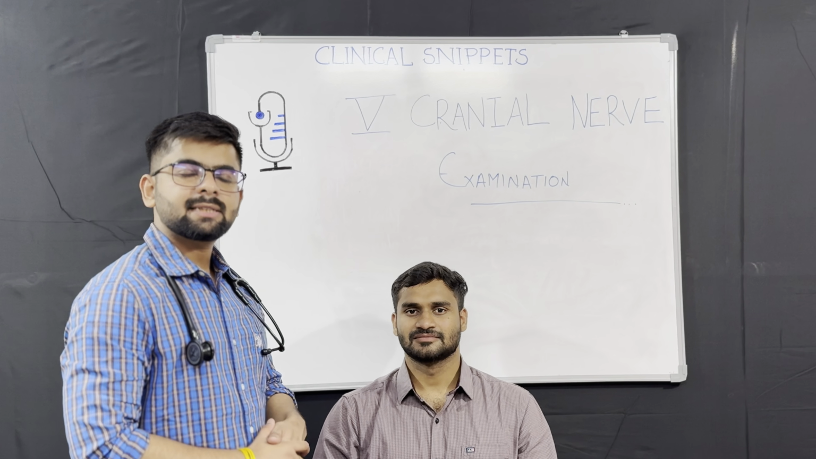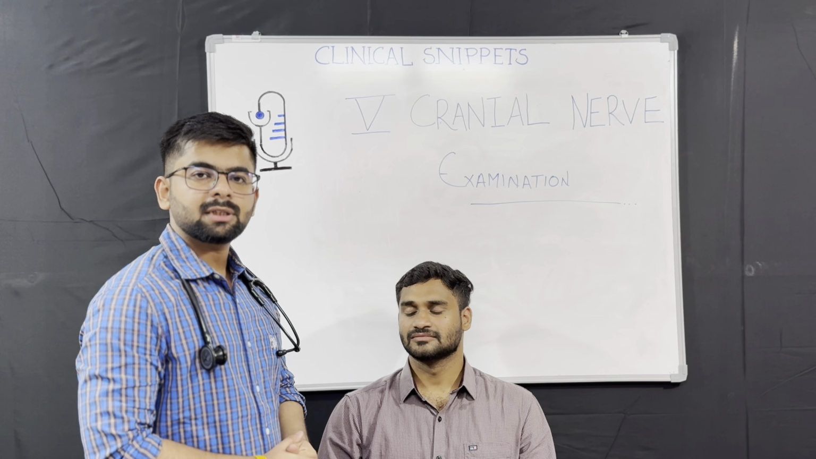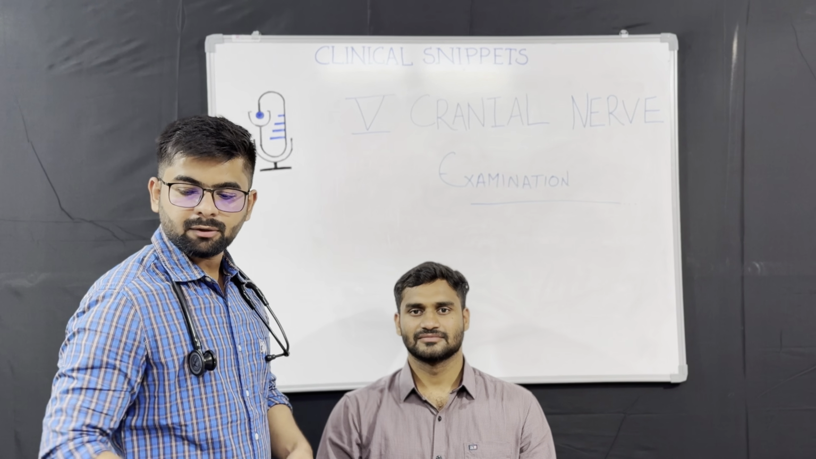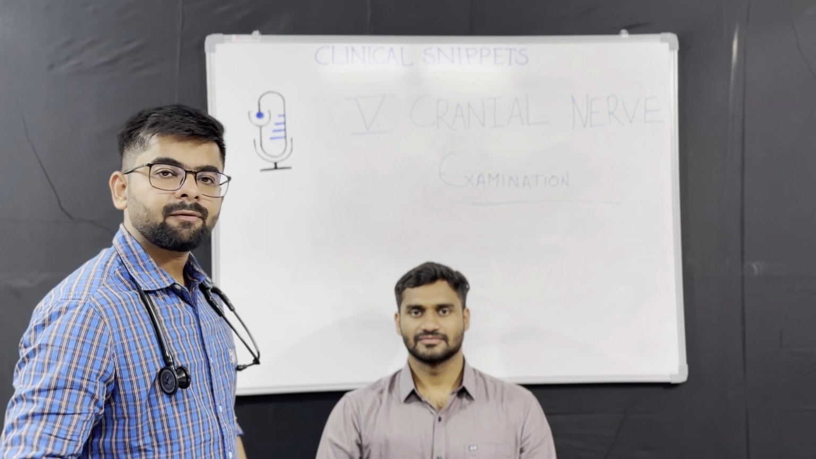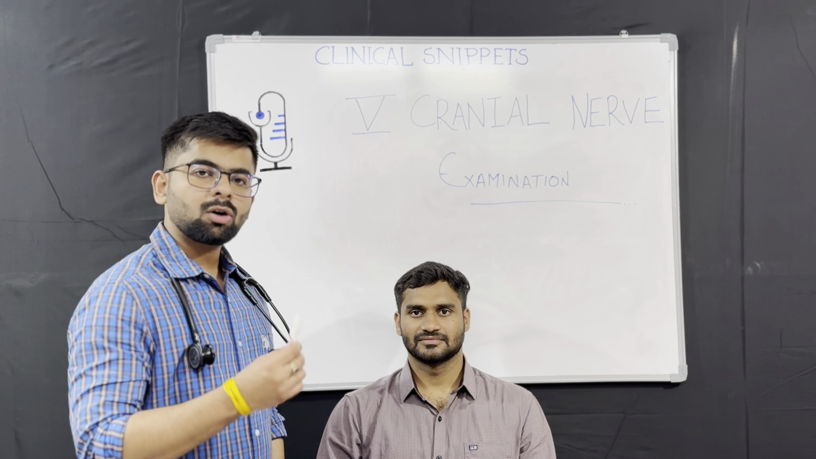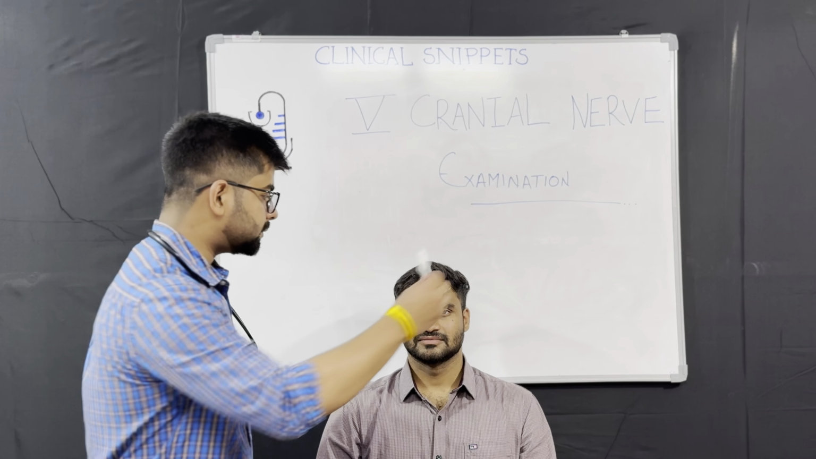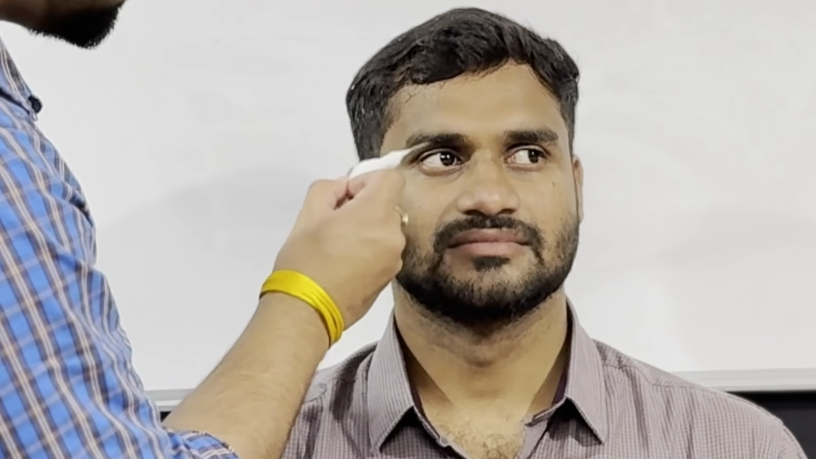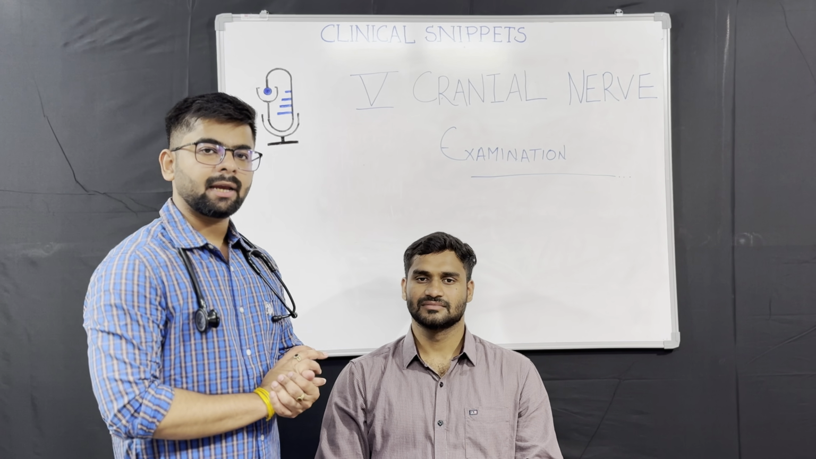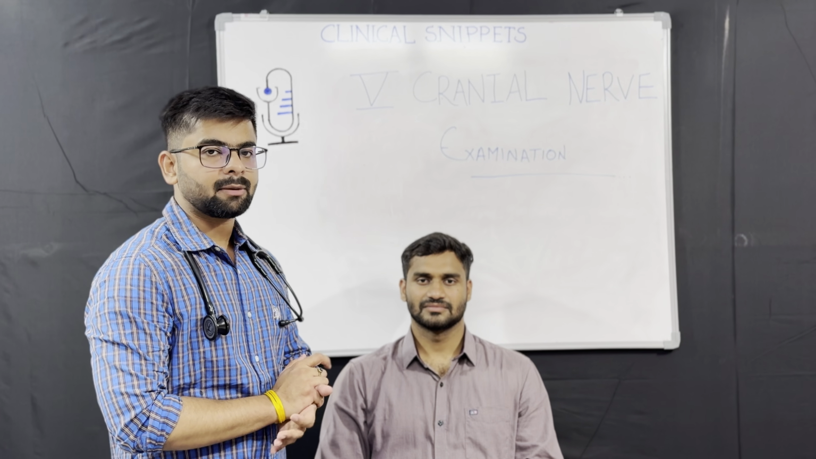After doing the sensory and the motor examination, now we'll check the reflex of the trigeminal nerve. While checking the corneal reflex, patient is asked to look outward and a cotton is touched over the cornea. While touching the cornea, the patient blinks the eye and a consensual reflex can be seen.